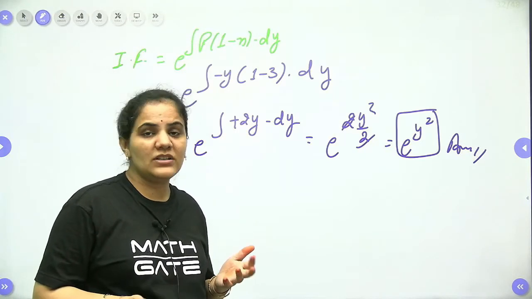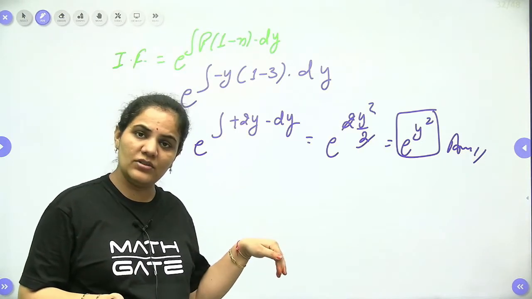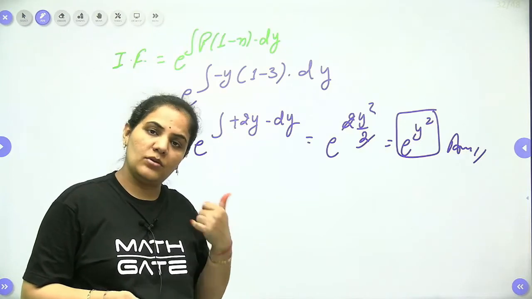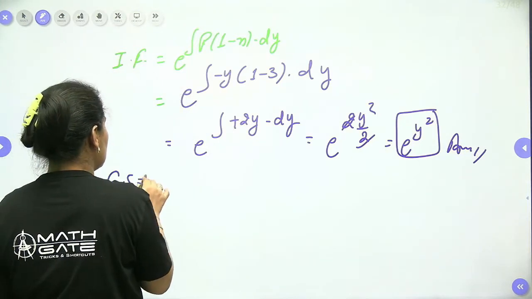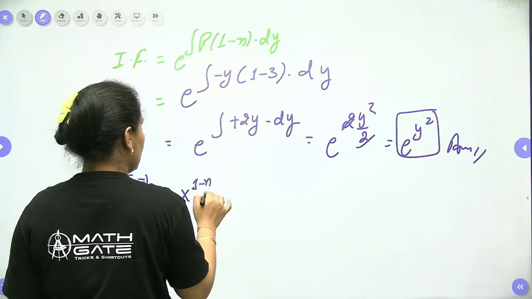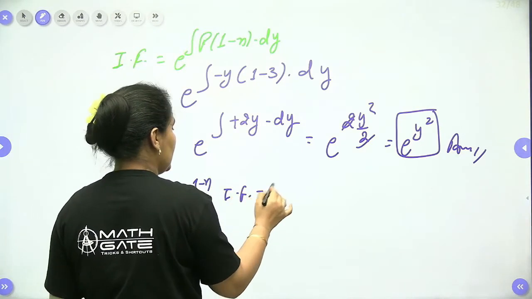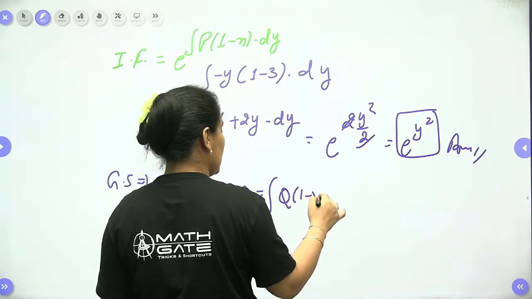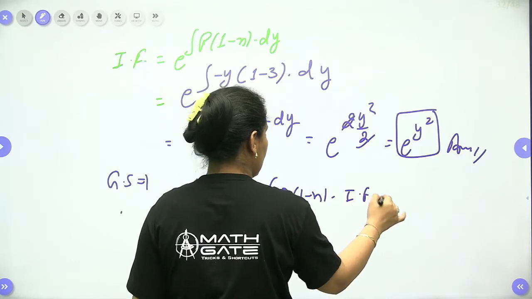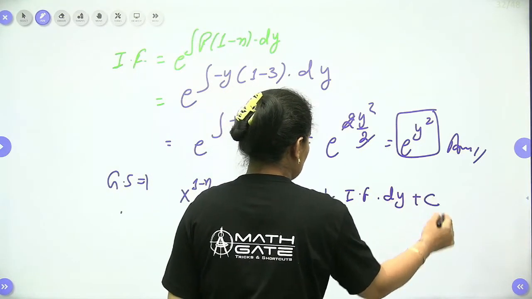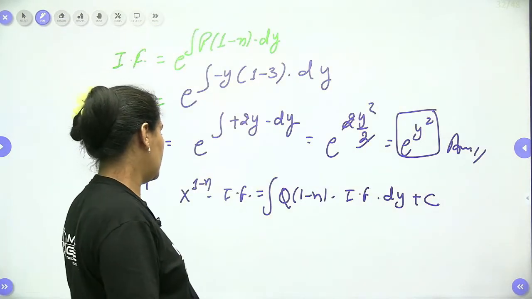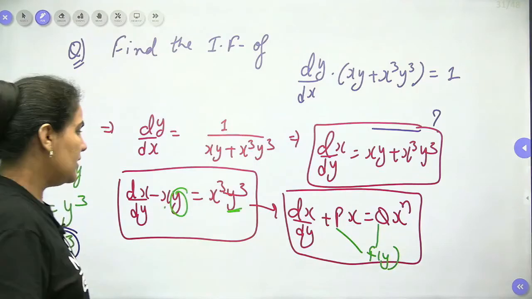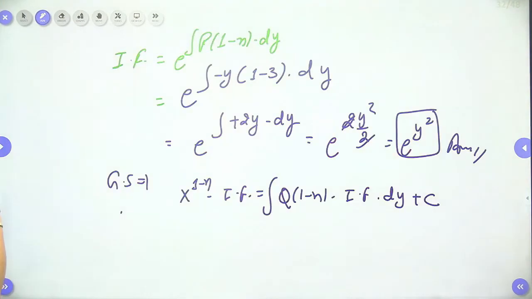If it talks about the solution, then you can go for the general solution. From here only, the process I already told you. In that particular question, the general solution will be x to the power 1 minus n into integrating factor equals the integral of q into 1 minus n into integrating factor into dy plus c, right? Exactly, we know very well. So exactly, right, guys? So it will be like this only.